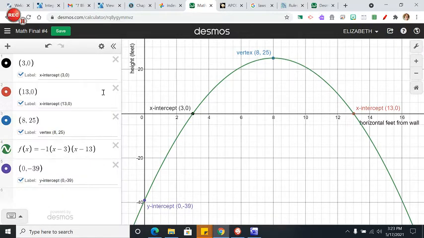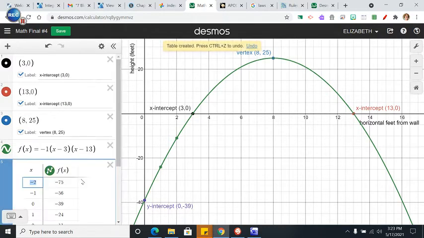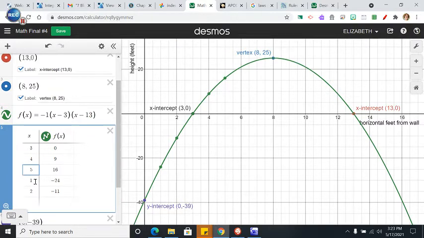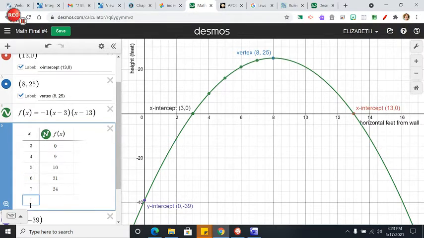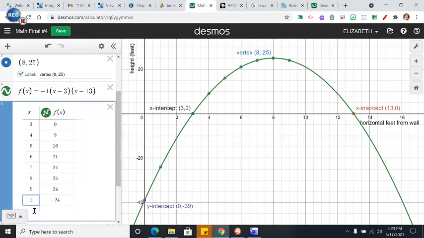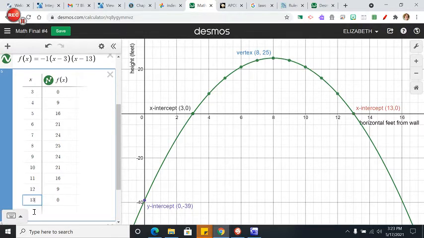Whoopsie. Let me try that again. I'm interested in 3, 4, 5, 6, until it hits the ground. So I'm entering each horizontal foot from the wall. Okay, there we go. So we did very little with domain and range.